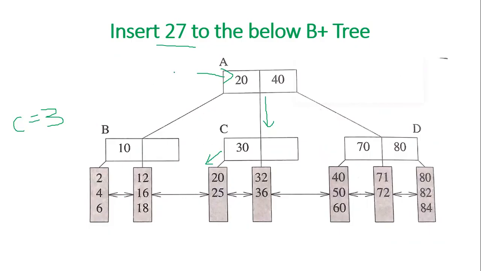Okay. So 27 should be inserted here. See this node, its capacity is 3 and it contains only 2 elements. So is there a space to insert? Yes, there is a space to insert. So 27 can be just inserted here, nothing else. This is a very simple case. This is how we insert something into the B plus tree when the leaf node is not full. After insertion, no overflow condition occurred. So the insertion is done.